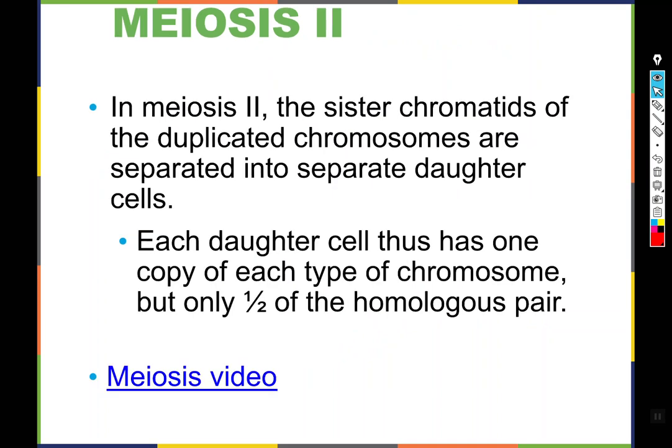And then, of course, duplicated means that there's 2 copies, so meiosis 2 is going to separate those 2 copies. So in meiosis II, the sister chromatids of the duplicated chromosomes are separated into separate daughter cells, and each daughter cell has only one copy of each kind of chromosome, and only half of the homologous pair. And half is a little bit loosey-goosey because, of course, chromosomes do perform synapsis and crossing over, so they mix and match their parts, but we'll get to that later.